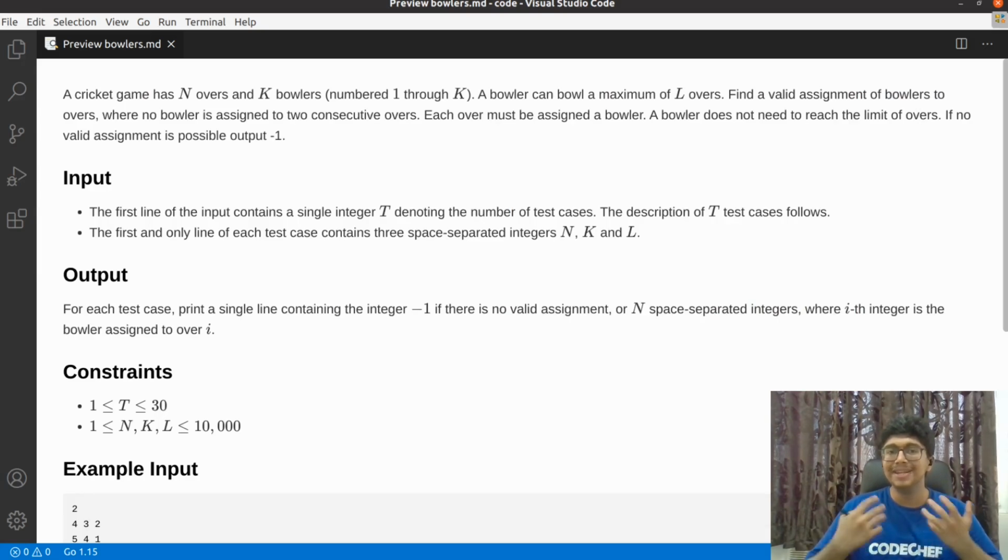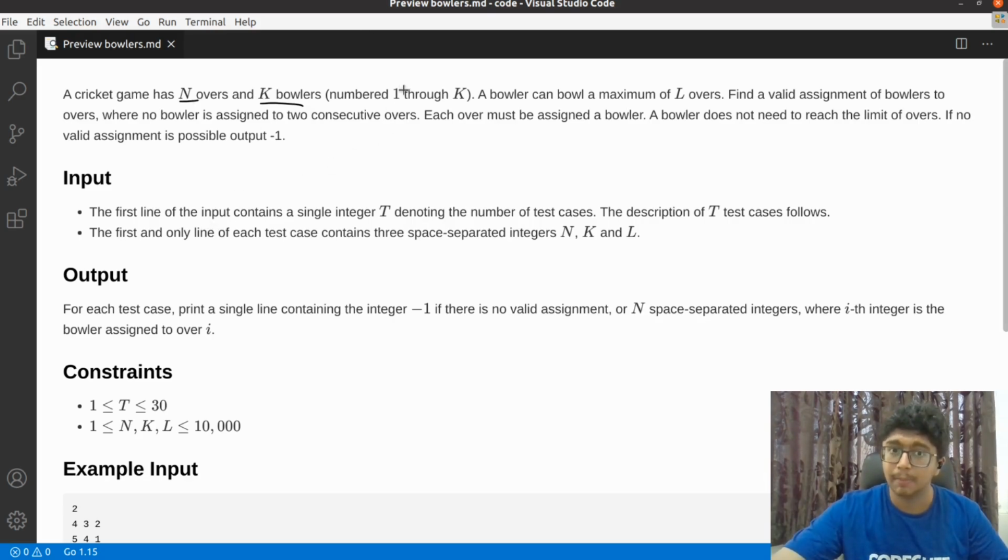Okay, so now let us look at the problem statement. Here we have a cricket game which has n overs and we have k bowlers in our game, numbered 1 through k. So I have n overs in a cricket match, and in my match I have k bowlers who can bowl. Now a bowler can bowl a maximum of l overs in my game. We need to find a valid assignment of bowlers to overs where no bowler is assigned 2 consecutive overs.